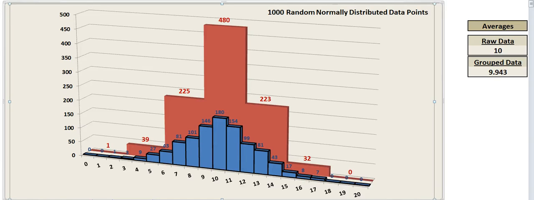Everybody, the purpose of this video is to reinforce an idea from class: when you average grouped data versus averaging raw data, you do sacrifice some precision because you've lost some of the exactness of the data, but any loss of precision is basically negligible.